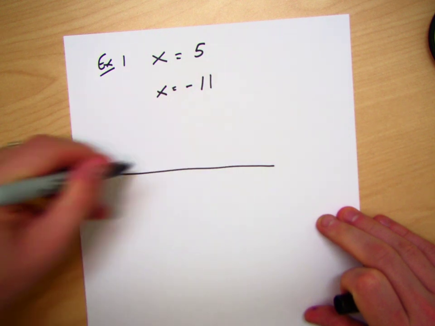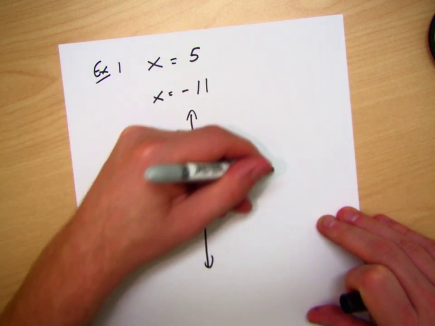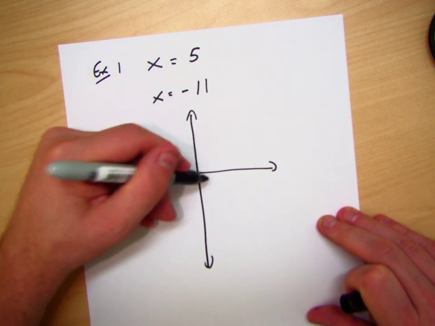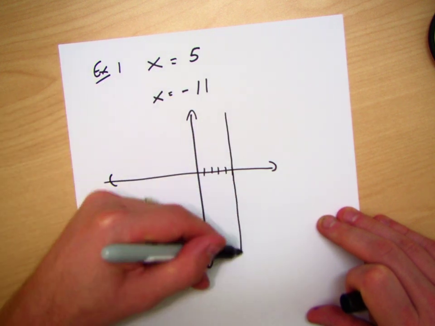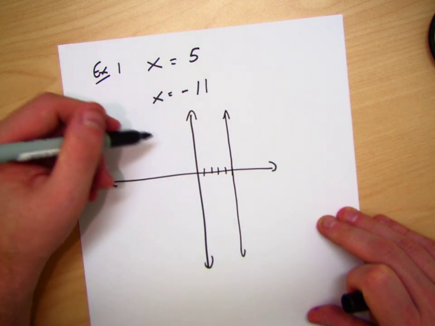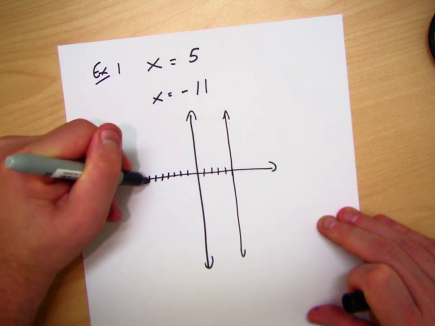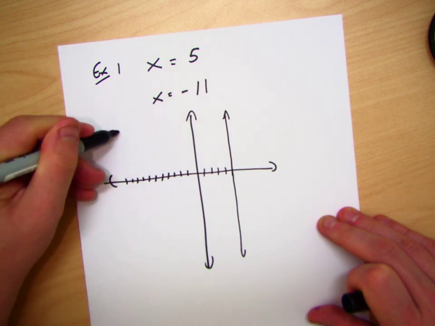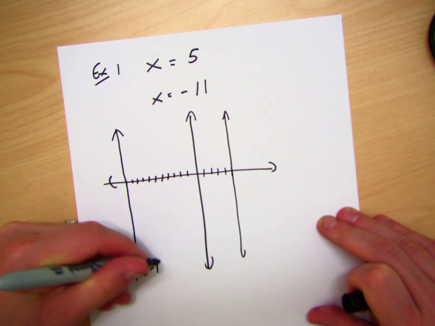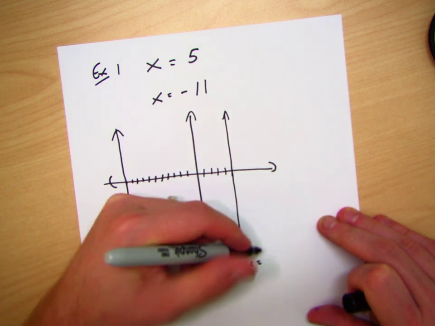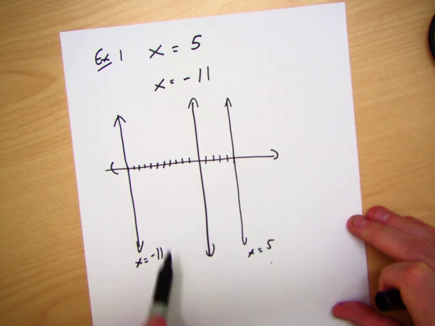If I graph these, just to show you, x equals 5 would be 1, 2, 3, 4, 5. It's actually a vertical line that looks something like this. There's x equals 5. X equals negative 11, 1, 2, 3, 4, 5, 6, 7, 8, 9, 10, 11, would also be a vertical line right here. So here's x equals negative 11, here's x equals 5.